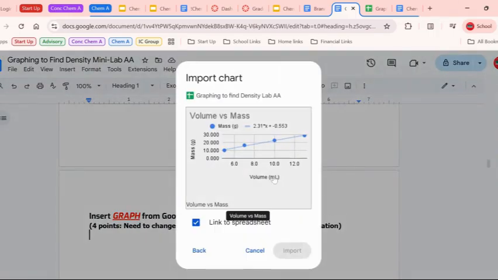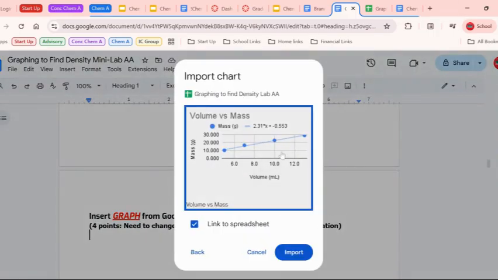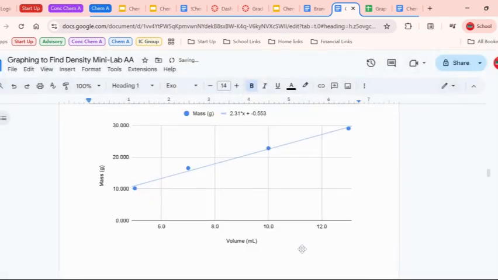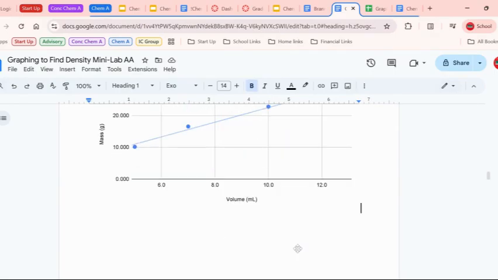Hit Insert. You have to select this graph. Once you have the box highlighted like it is now, you can hit the Import button, and it will import the graph for you. Those were the 2 things that you needed to get done in the lab.